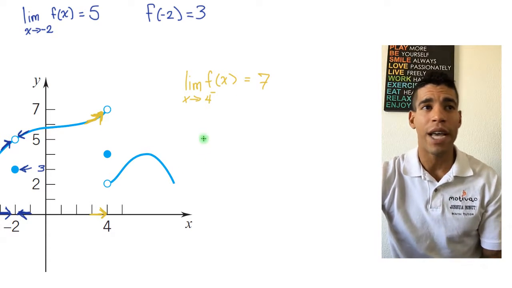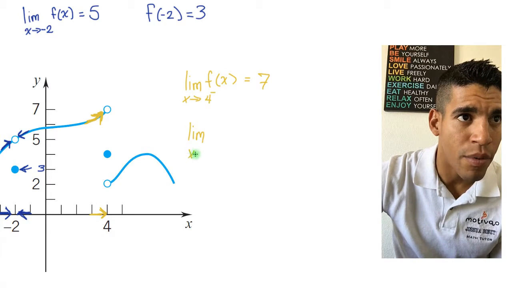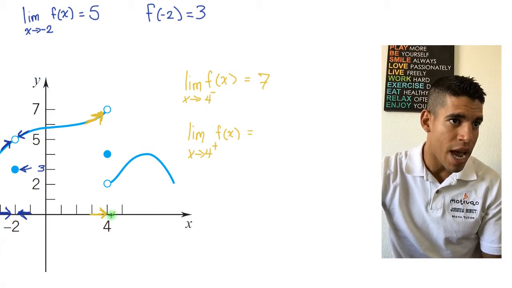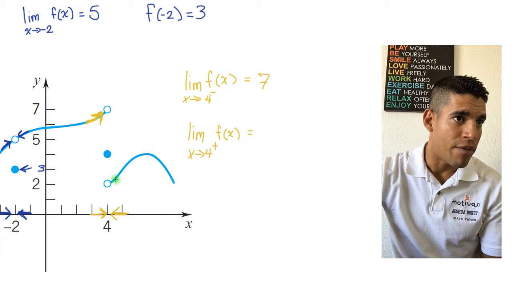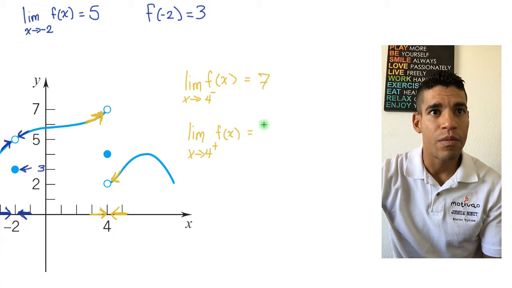Now let's do it from the right. So the limit when x approaches 4 from the right of f of x is equal to what? Well, notice from the right, my function is approaching this value, which is 2.